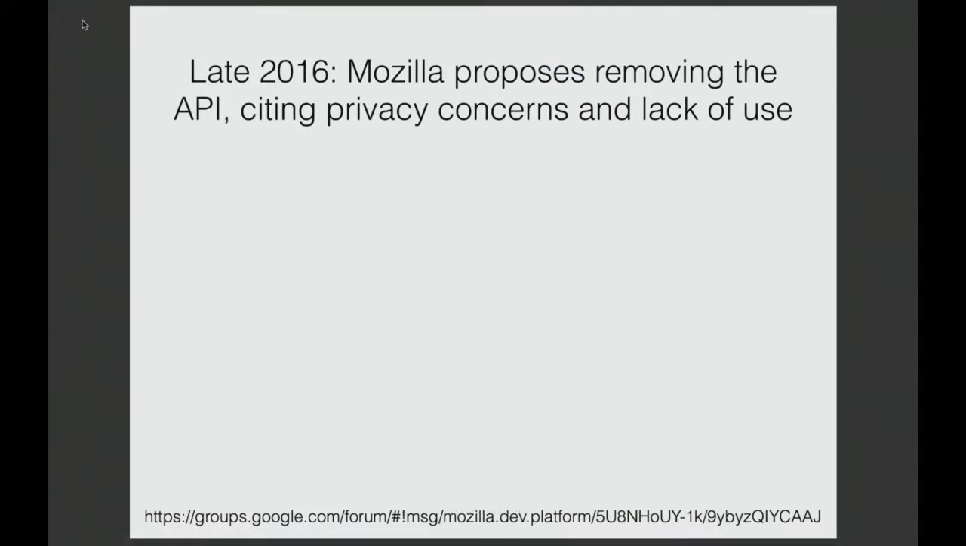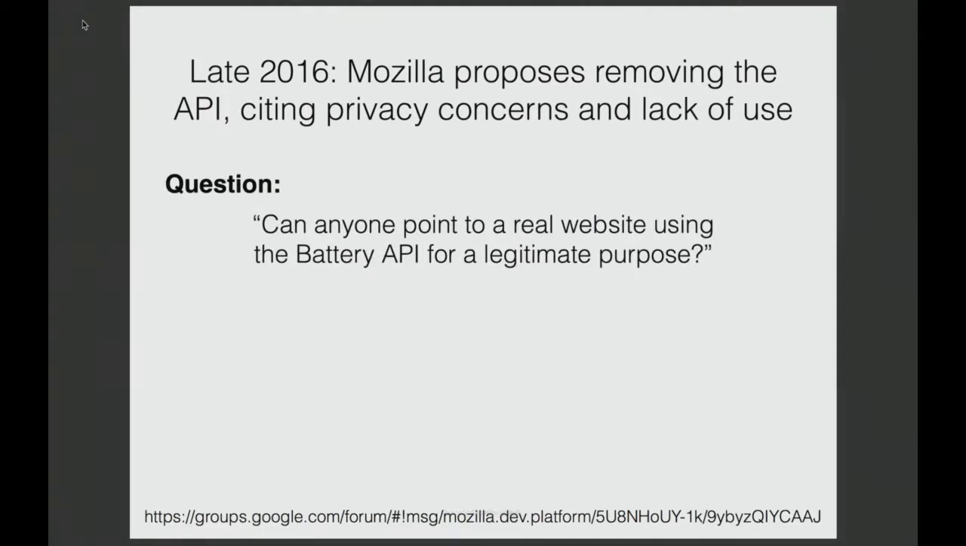And then in late 2016, this came as a surprise to us. Having done these measurement papers, we thought maybe the spec would change, but we didn't think this would happen. Mozilla actually proposed to remove the API. So they sent out a post on dev platform, their mailing list, and said, basically, can anyone point to a real website using the battery API for some legitimate purpose that we want to support?